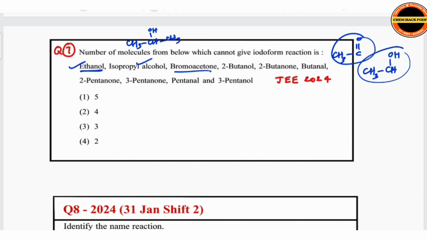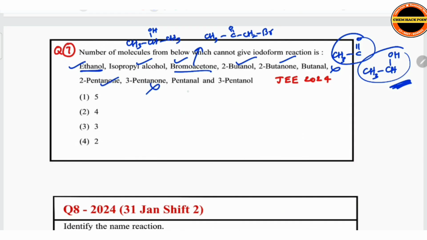Bromoacetone: acetone is CH3COCH3, and bromoacetone is CH3COCH2Br. Even this compound shows the iodoform test. 2-butanol also shows the iodoform test because this group is present. 2-butanone also shows the iodoform test; it also has this particular group. Then butanol has neither of these groups, not even one. 2-pentanone shows.